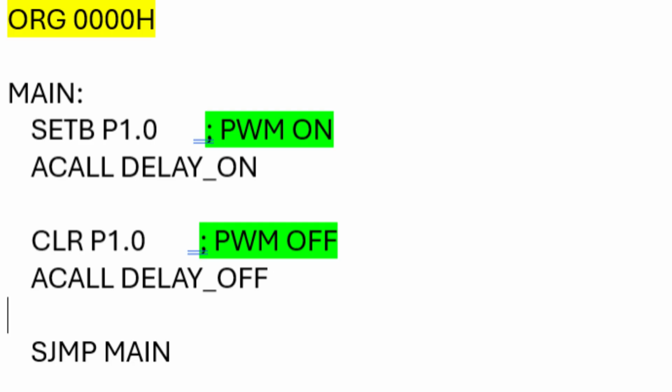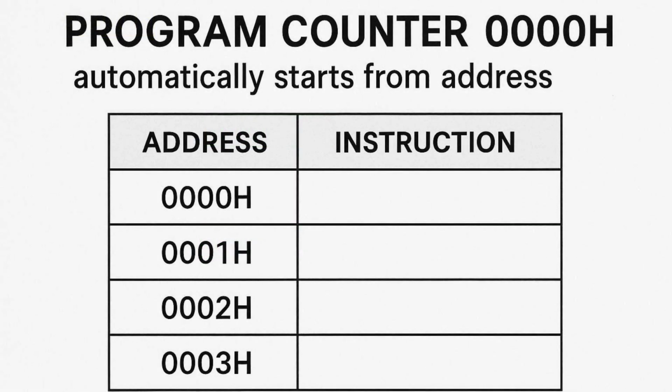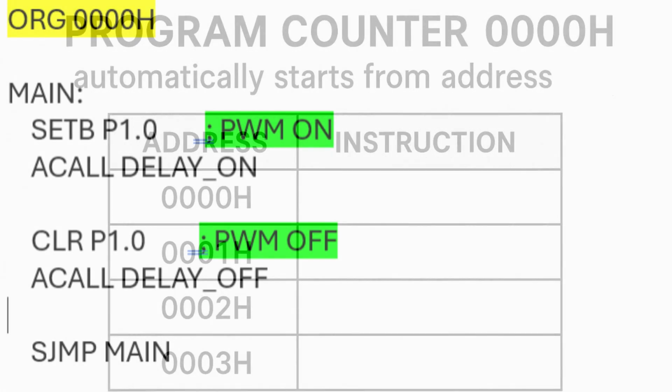When the 8051 microcontroller is powered on or reset, the program counter automatically starts from address 0000H. ORG 0000H tells the microcontroller, start executing my program from this address. This is why almost every 8051 program begins with ORG 0000H.